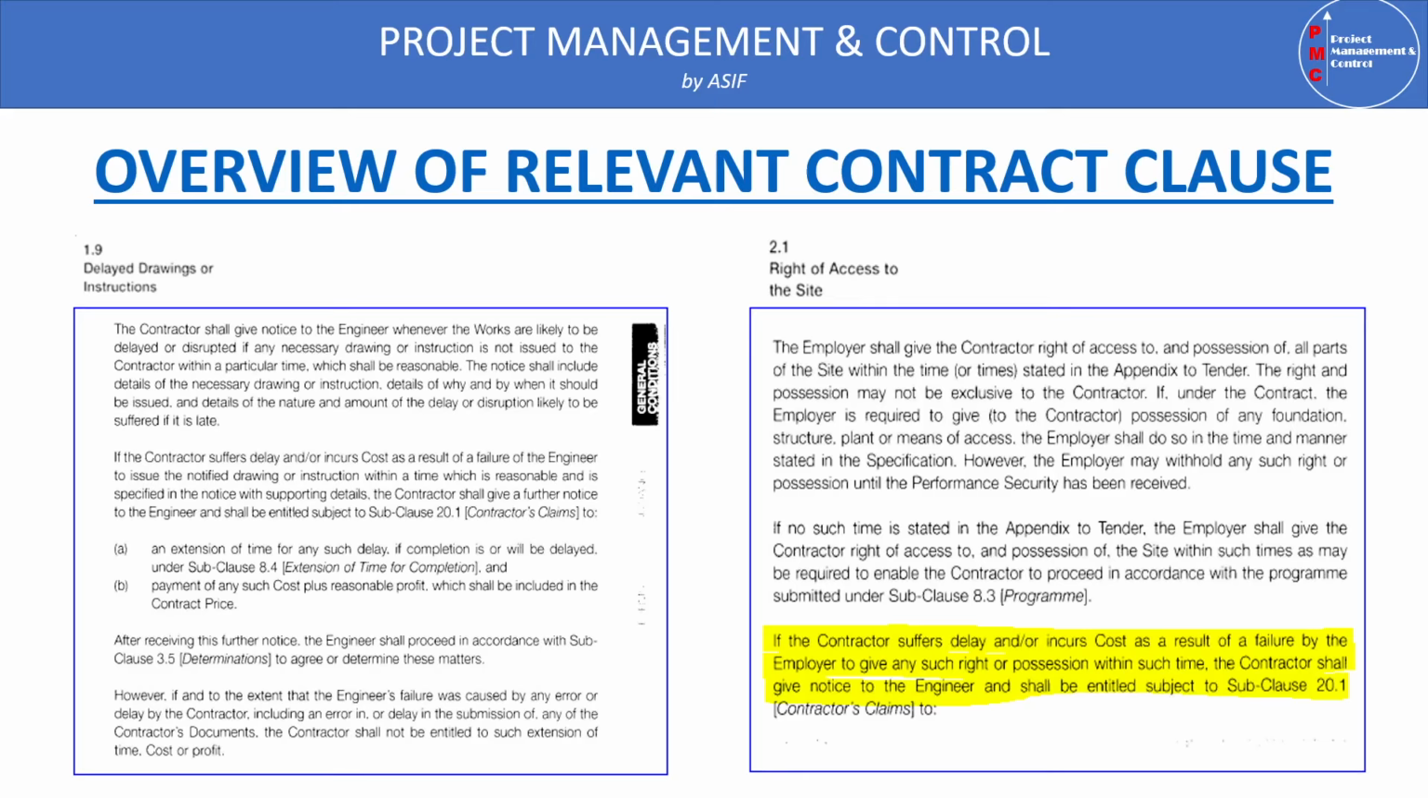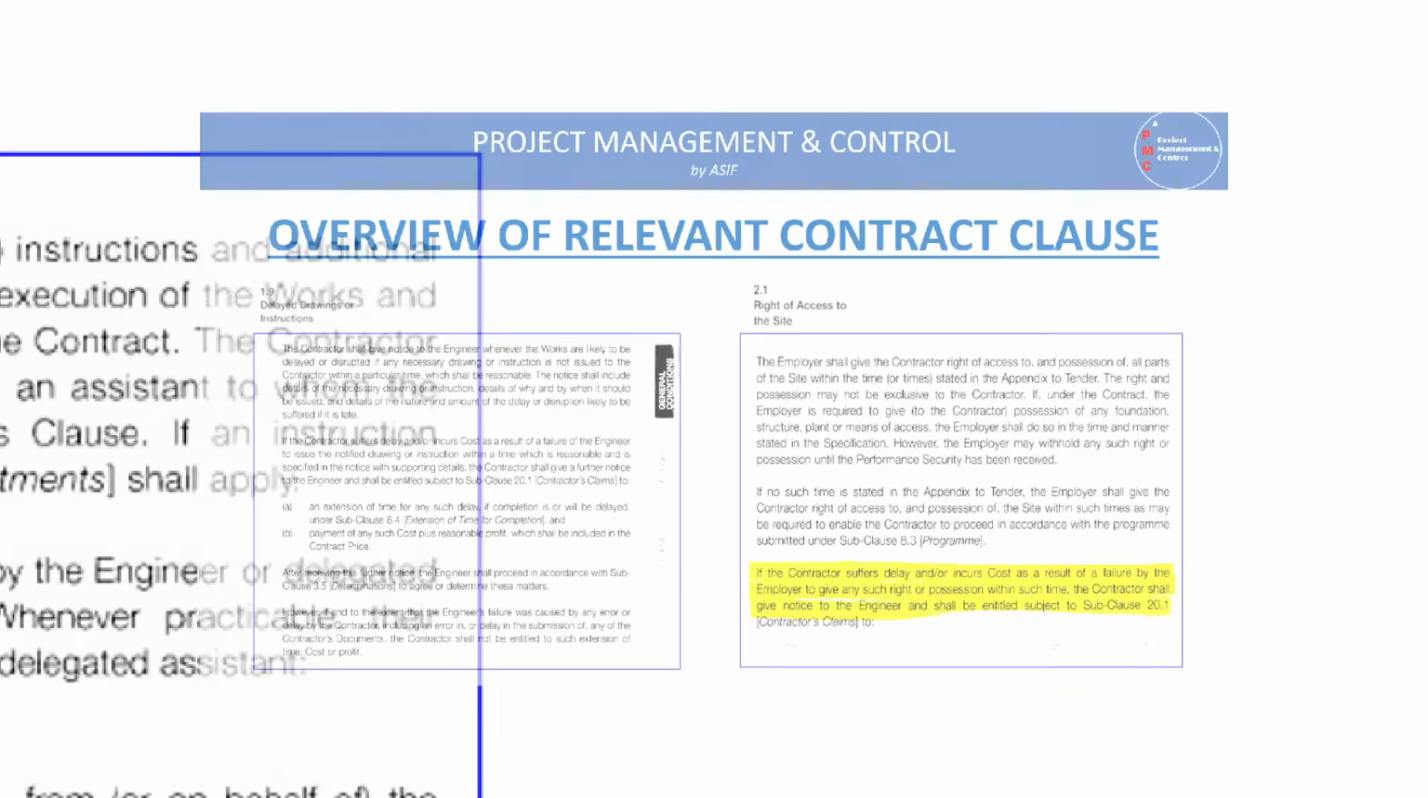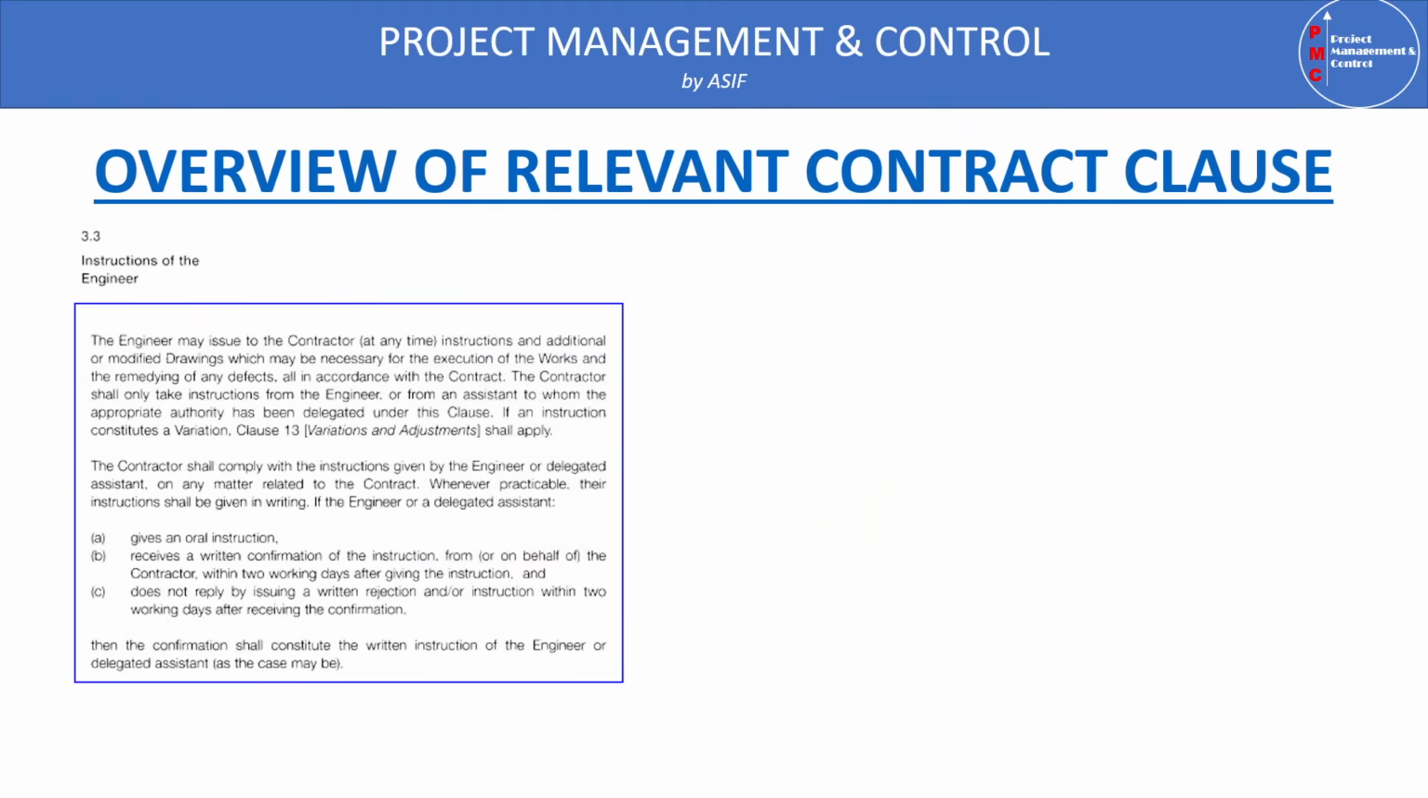Dear engineers, just note that both these clauses, 1.9 and 2.1, mention that contractors have to give notice. So be careful and try to raise notice as early as possible. The other clause is subclause 3.3, which is instruction of the engineer. The engineer may issue to the contractor at any time instructions or additional or modified drawings which may be necessary for the execution of the work and remedying of any defects. The other clause is 4.7, which is setting out.